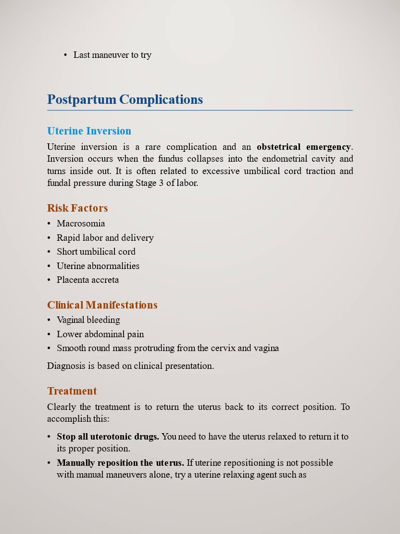The treatment for uterine inversion. Clearly, the treatment is to return the uterus back to its correct position. This can be accomplished by several means. Number one, we have to stop all the uterotonic drugs. We need to have the uterus relaxed and return to its proper position. Number two, manually, we need to reposition the uterus. If this repositioning is not possible with manual maneuvers, we need to try uterine relaxing agents such as nitroglycerin.